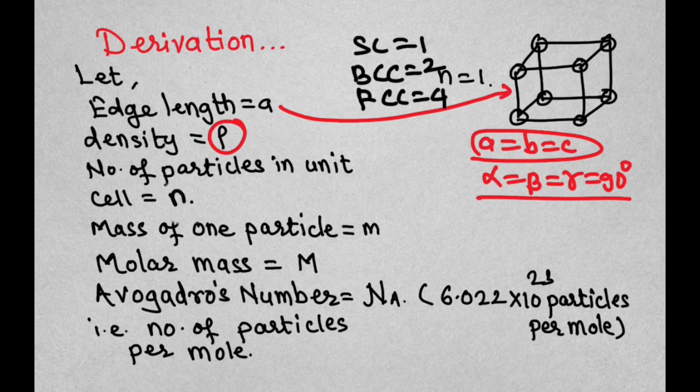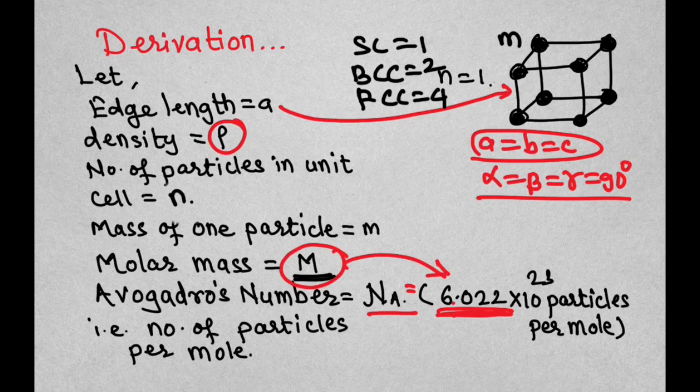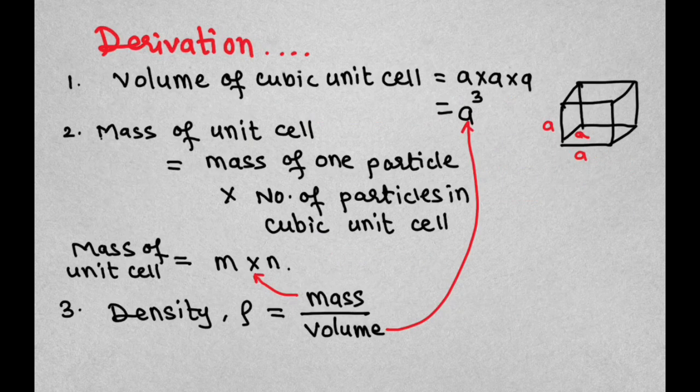Then we are considering the mass of each particle as small m, and the molar mass of the substance or the molar mass of the molecule is capital M. Then here Avogadro number is given as Na, which is equal to 6.022 into 10 to the power 23 particles. That means the number of particles per mole is 6.022 into 10 to the power 23. So 1 mole of substance always contains this many particles. Let us go for the actual derivation.